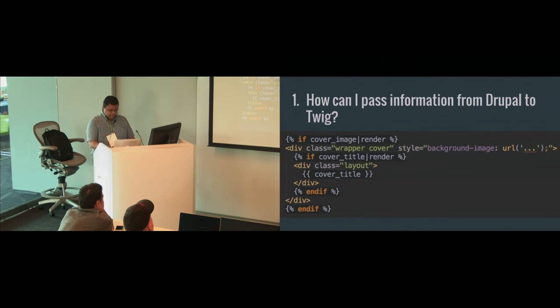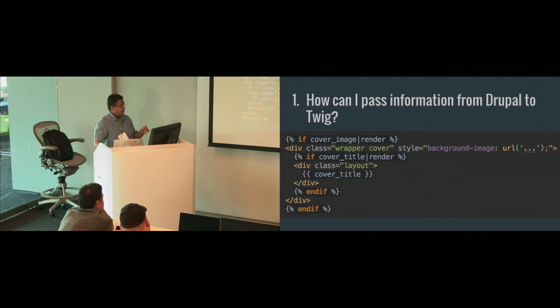Okay, so in Drupal 7, we had render arrays. If you want to print something on the page that is a render array, you need to call the render function. In Drupal 8, that is usually not needed.